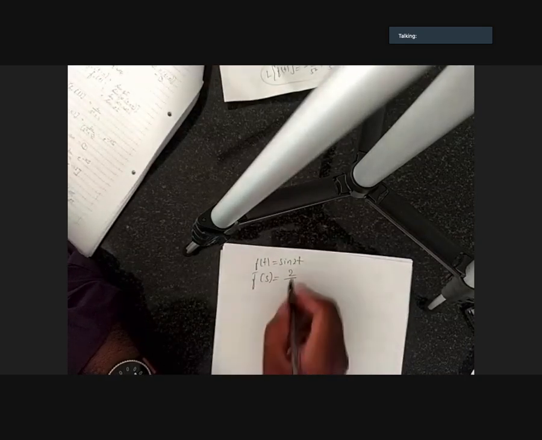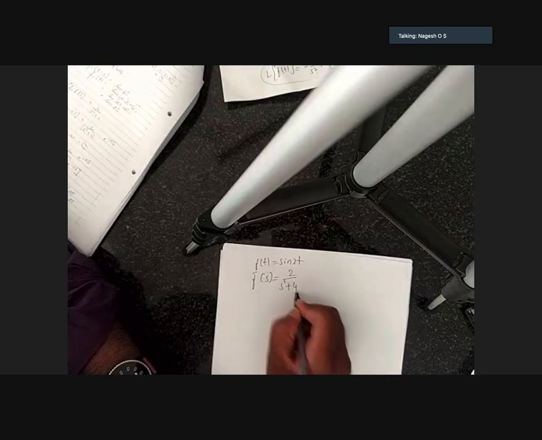Next one. We need f of t is sin 2t. In that we need f bar of s. F bar of s is the Laplace transform of this. Laplace transform of sin 2t is 2 by s square plus 4.